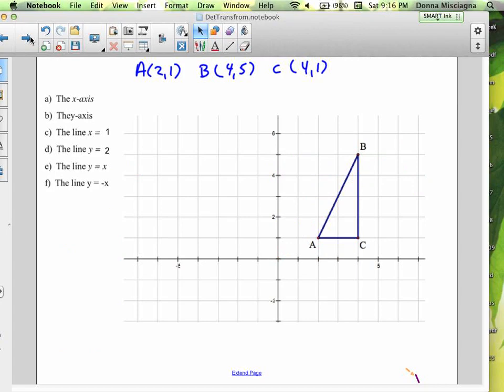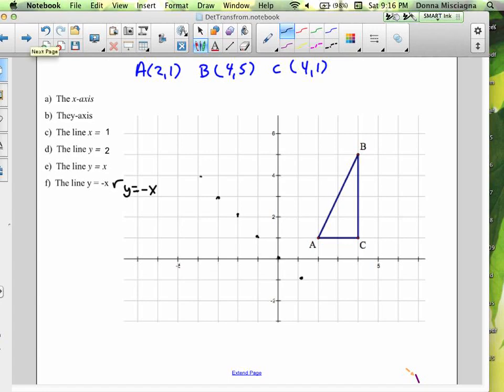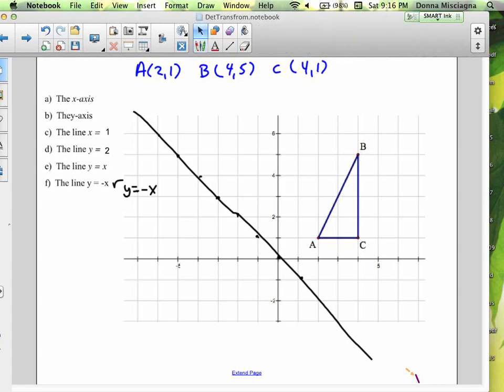All right, so reflection over y equals negative x. This time the line goes through 0, 0, but now it goes down from left to right. And it's really hard for me to see because I really can't see these boxes very well at all. So here is my line of reflection. I do want you to draw it in so you can see it. All right, and then let's reflect.